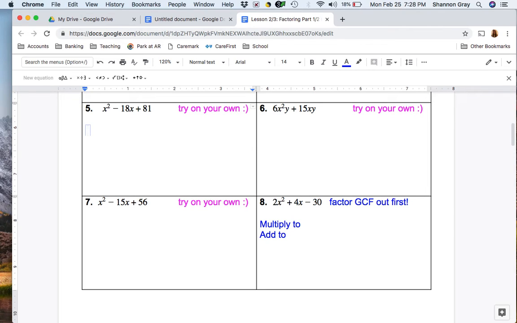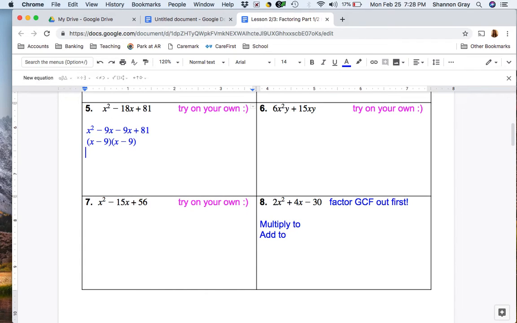All right, welcome back. So let me give you some answers here. I'm just going to factor by grouping because it's easier. I don't need to make the box. So this middle term we wanted to split apart as negative 9x and negative 9x. Got our plus 81. I'm just going to jump to the final here. That should be x minus 9 times x minus 9.